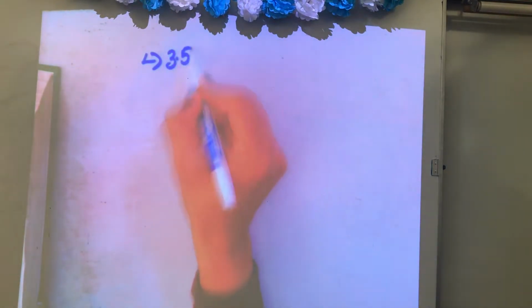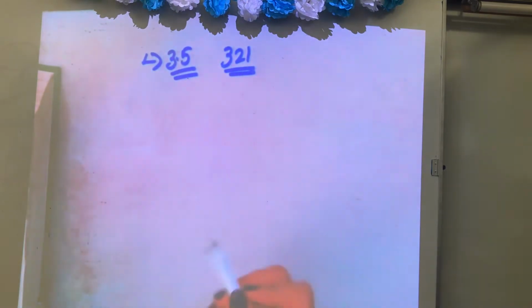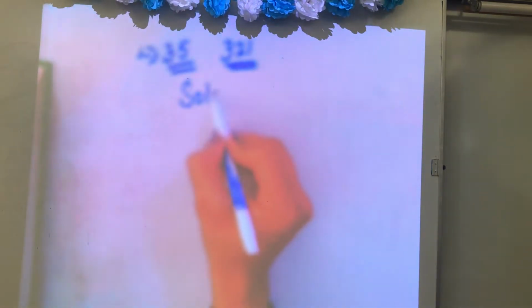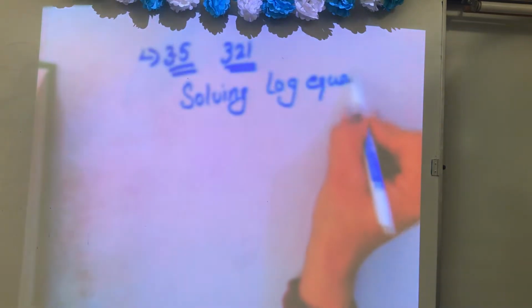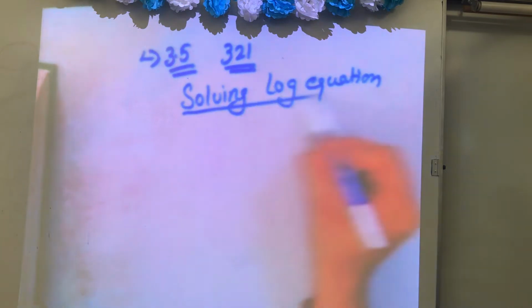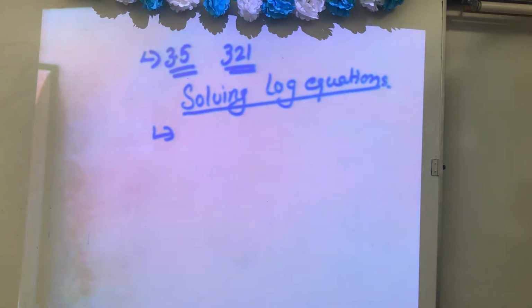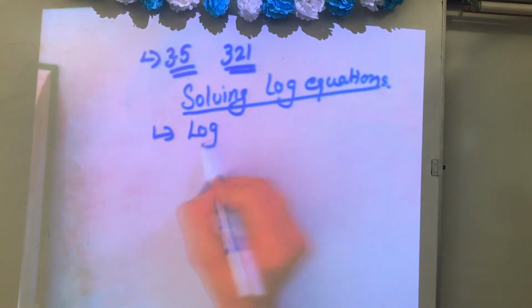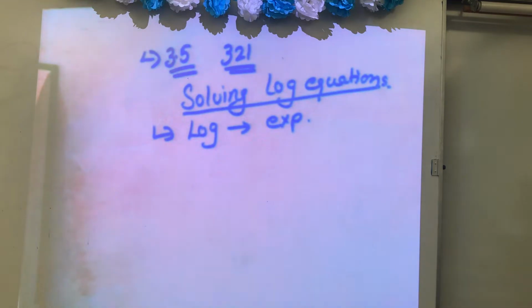It's still the same section 3-5, on page number 321, and today's lesson is on solving log equations. Okay, how do we do this? Again, the key is the same. You should be able to switch back and forth. If you start off with a log function and you know how to switch it to exponential, that's what we do for solving. So you need to switch log into exponential.